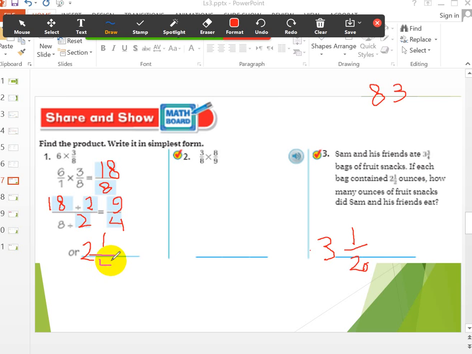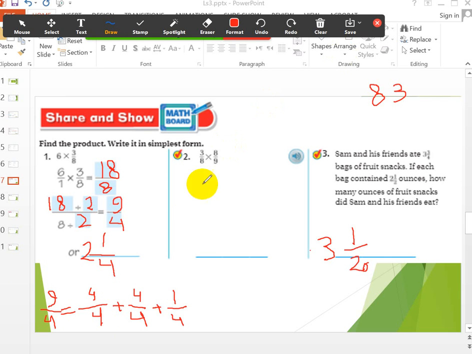Or you can write it in another way. You can break down the 9 over 4. How will I do it? If you want to break the fraction, it will be 4 over 4 plus 4 over 4 plus 1 over 4. If you add those fractions, the answer will be 9 over 4. So 4 over 4 is a whole. That means I have 1 whole and 2 wholes. That means 2 and 1 over 4.